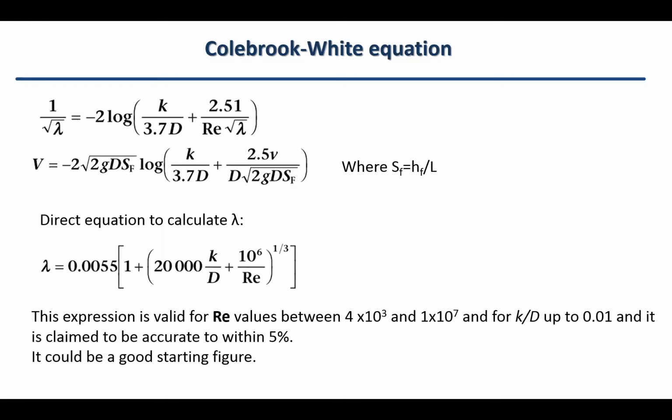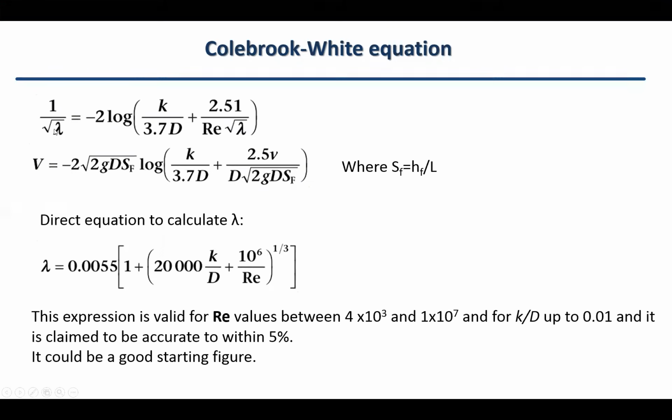For the second example, we need to use the Colebrook-White equation to calculate lambda, the pipe roughness coefficient value. So we have the implicit equation at the top here. And remember, we have another equation to calculate the velocity here.